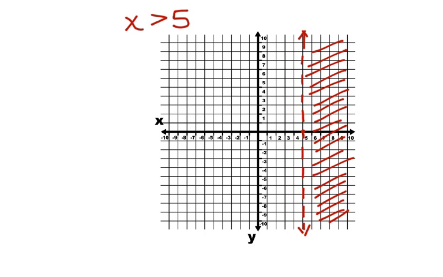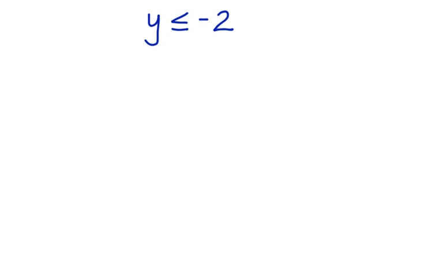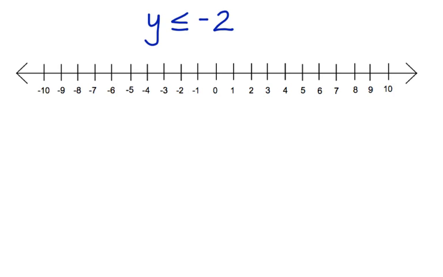Let's take a look at another one. Y is less than or equal to -2. Let's start off by graphing this inequality on a number line. Now, y is less than or equal to -2. So we're going to put a closed circle at -2, and we're going to draw our arrow going this way to show that all the values less than or equal to -2 will work as a solution for this inequality.